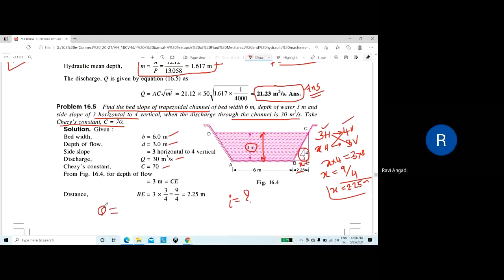Q equal to? Tell me. Q equals A into C root of MI. Correct. In this one, you need to calculate A, correct? C is given, right? C is given. Then you need to calculate M from the channel section. What is M? Area by perimeter, correct. Area by P. Then Q is given, correct? Yes, sir. 30 meter.